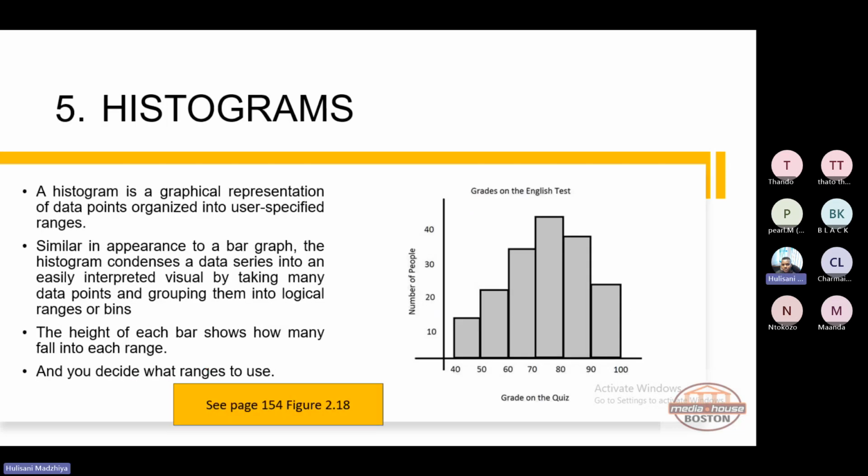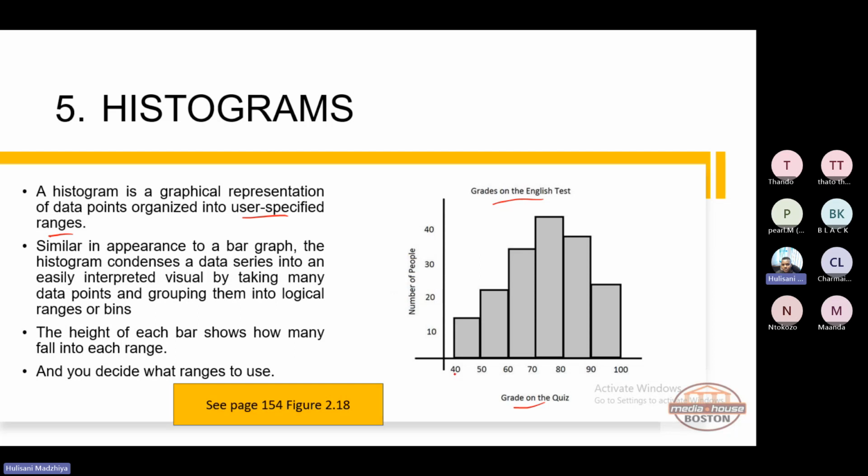And then we also have a histogram. A histogram is used to represent a specific frequency or a specific range of data. Like I did mention, this one is normally used to present data that is in continuous format. Here you'll see we're talking about grades on an English test, where we've got grades on the quiz, and then the number of people that scored within that specific frequency of data.